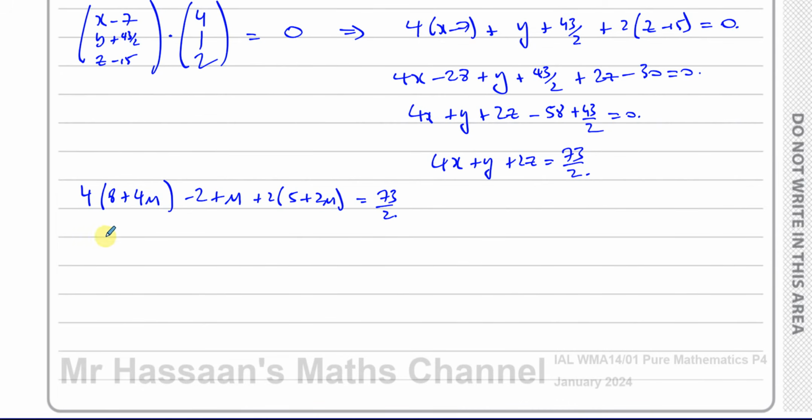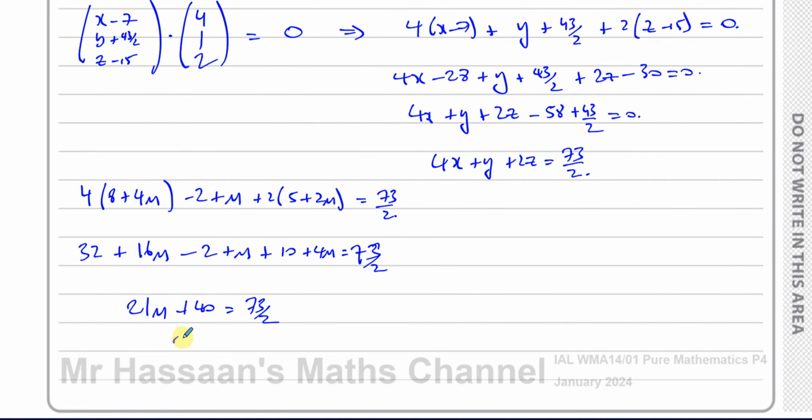So we have 4 8s are 32, plus 16 mu, minus 2 plus mu, plus 10 plus 4 mu equals 73 over 2. So we have 16 plus 1 plus 4, that's 21, so 21 mu. 32 minus 2, that's 30, 30 plus 10, that's plus 40, is equal to 73 over 2. So 21 mu is equal to 73 over 2 minus 40.